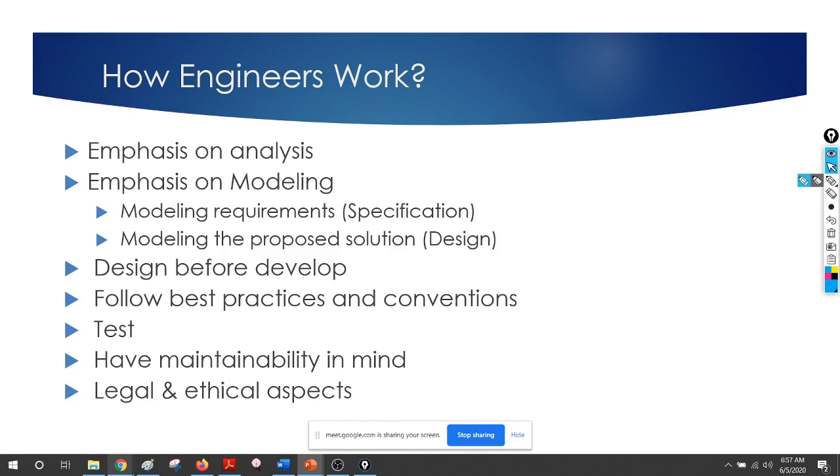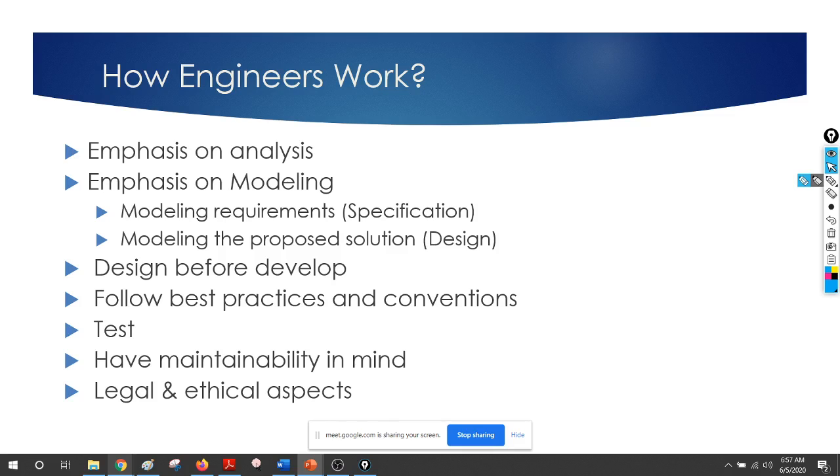But for a small project you maybe tackle it, but when it comes to a real world project you are not going to be successful. Okay, so design before develop, right? Because otherwise you are not going to get the optimum solution, right? Follow the best practices and conventions, because as I told you, every engineering field has some best practices. Actually, one of the objectives of this subject of software engineering is to give you the awareness of those best practices that software engineers follow, or the software engineering field follows.